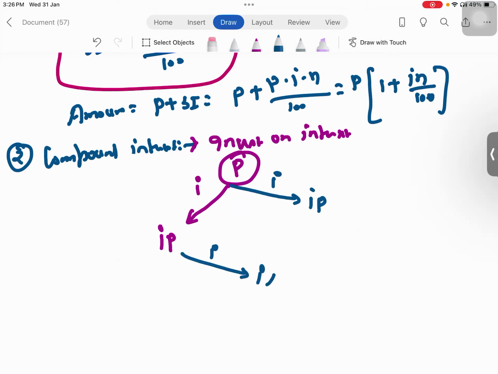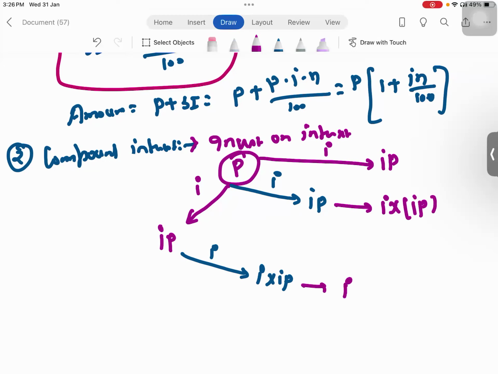Again in the third year, what happens? You will be getting here on the interest rate, this is I. On this interest also, you will be getting interest, that is I into IP. And here also you will be getting I into P. Again, on this, you will be getting IP, right?